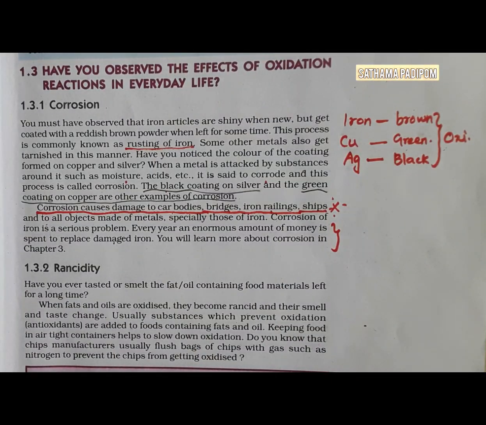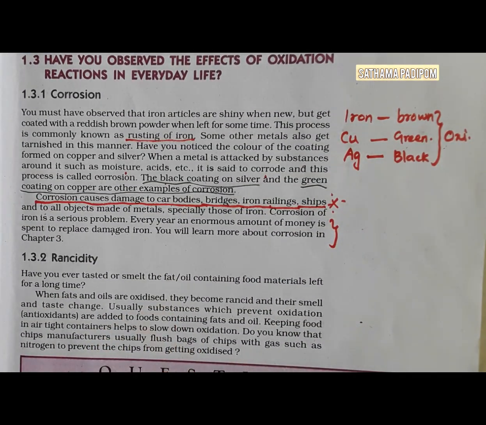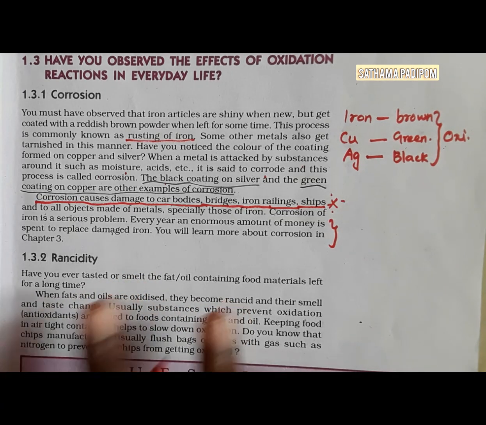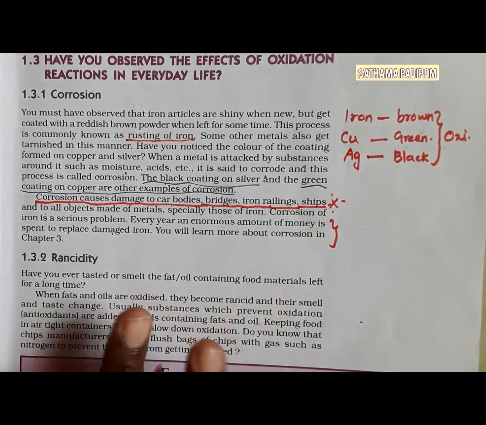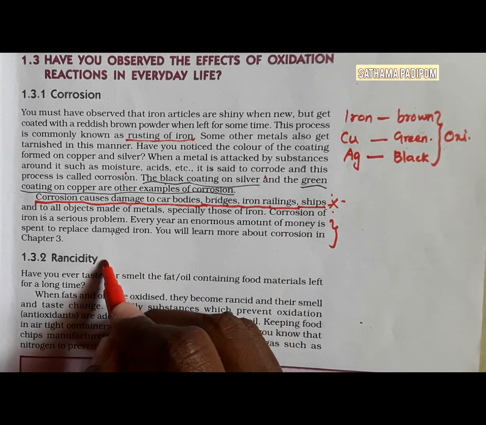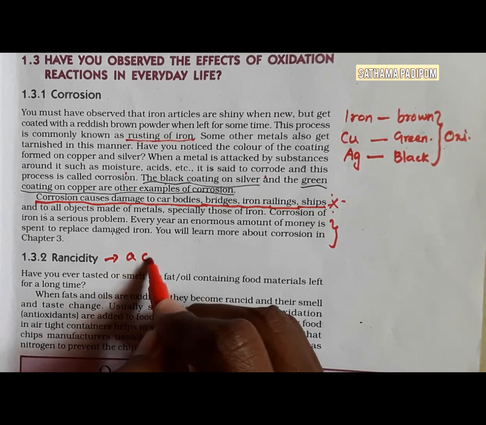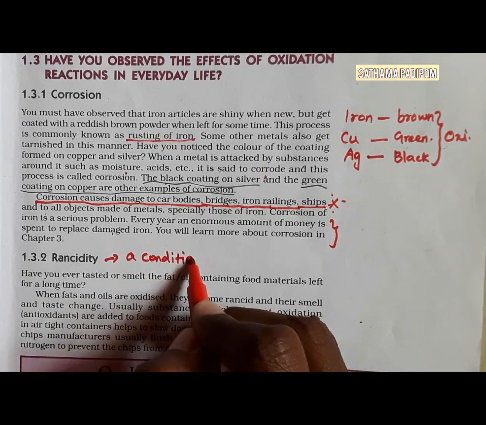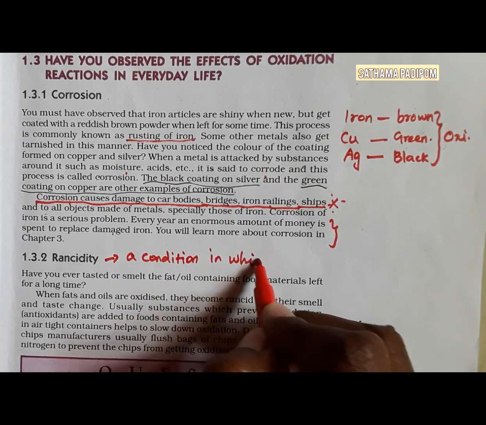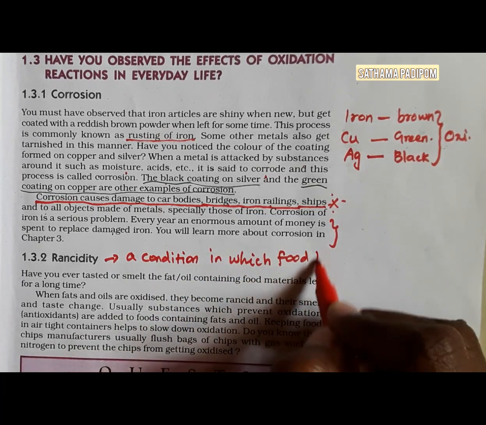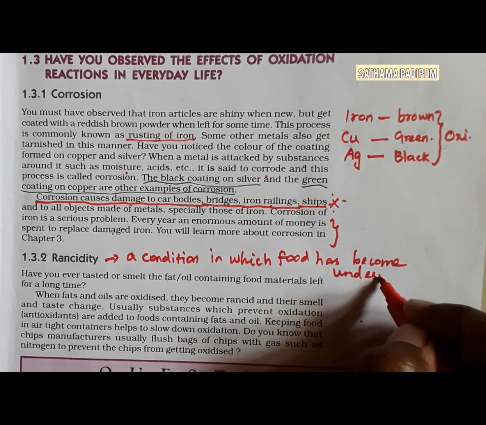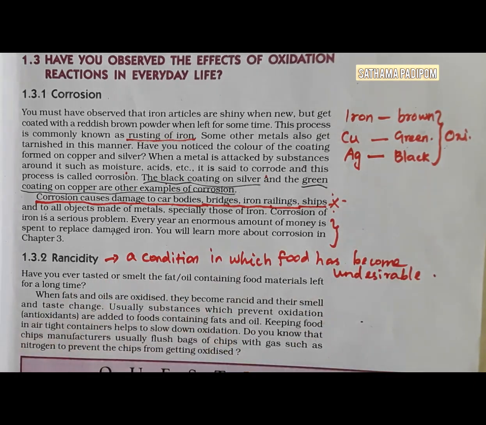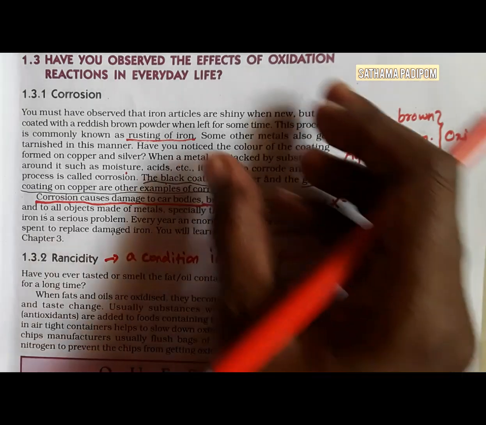And next, we come to rancidity. So what is rancidity? The term rancidity means a condition in which food has become undesirable. Especially it is used for food. This is called rancidity. Corrosion, as you see, happens in metals.